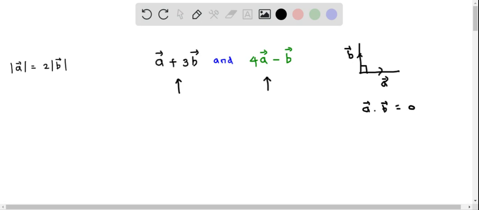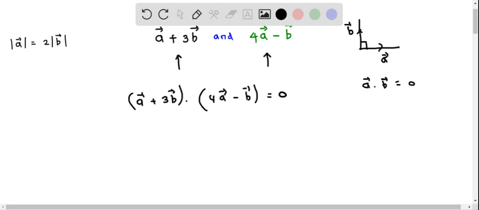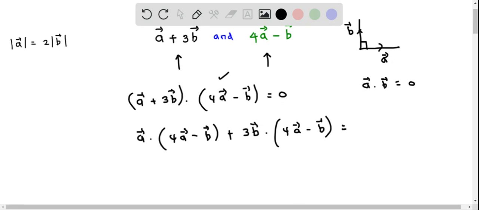Here this is one vector and this is another vector. Therefore, the dot product of these two vectors equals zero. So we write the first vector, that is a vector plus 3b vector, dot with the second vector, which is 4a vector minus b vector, and this equals zero. We are now going to use the distributive property of the dot product. First we consider this a vector, and we dot it with the second vector, 4a vector minus b vector. We then consider the other vector, 3b vector, and dot this with the second vector, 4a vector minus b vector, and this equals zero.